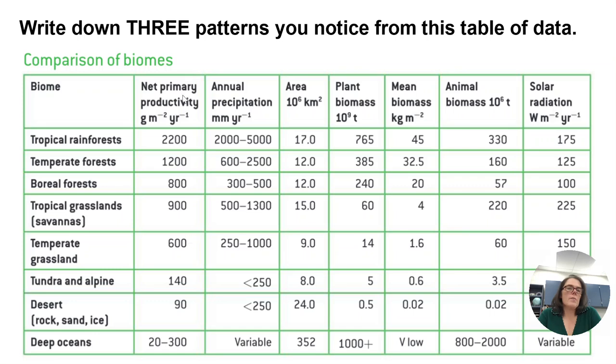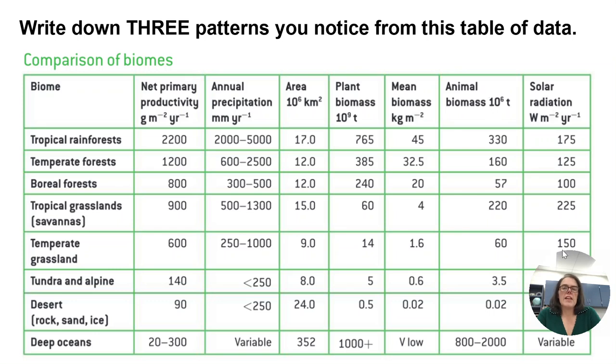This is looking at the net primary productivity and the annual precipitation per year for those main biomes. We're looking at the area over the earth, the plant biomass, the mean biomass, and the animal biomass. Notice our 10 to the 6th here, 10 to the 6th here. Be careful what you're looking at. Plant biomass, 10 to the 9th. So this is a much bigger number than this number, okay? This is 3 orders of magnitude bigger than this. So watch your units there.